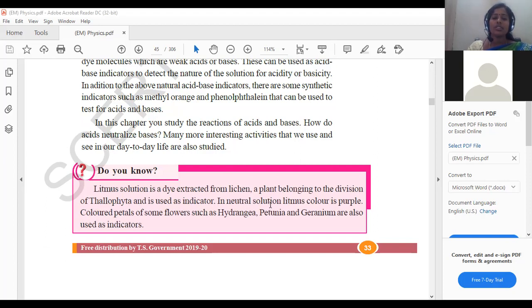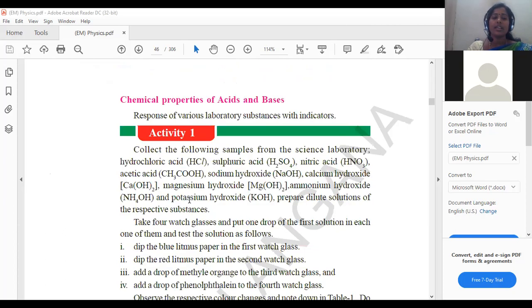Whenever the solution is neutral, litmus exists in purple color. When we are taking an acidic solution, what happens? Red litmus will not be changed. Blue litmus will be changed into red color. Under basic conditions, red litmus turns into blue color. This is about the litmus test.